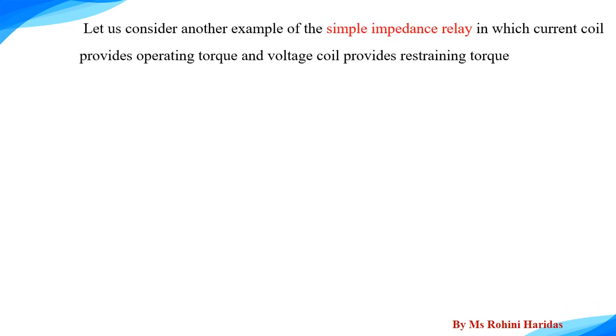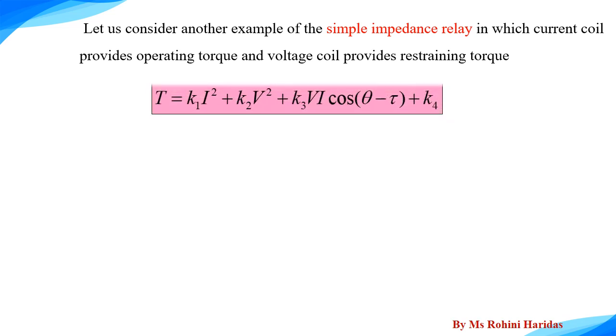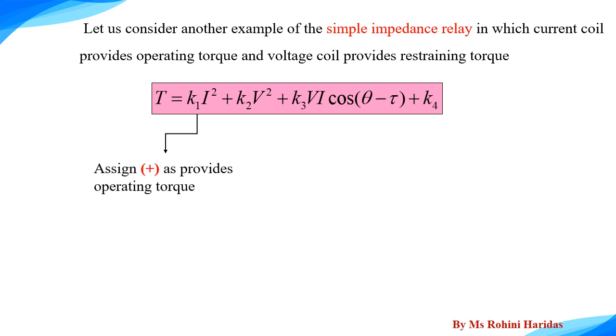Now let us consider another example, the simple impedance relay, in which the current coil provides the operating torque and the voltage coil provides the restraining torque. Let us rewrite the universal torque equation. In this equation, the current element provides the operating torque, so you assign a positive sign to the K1I square term. The K2V square term provides the restraining torque, so you assign the negative sign.